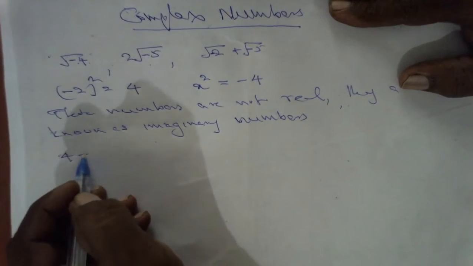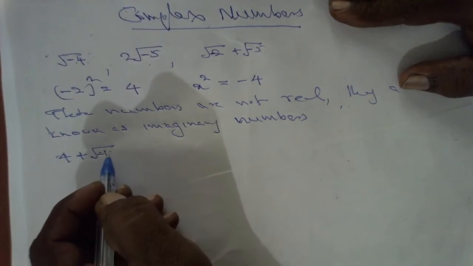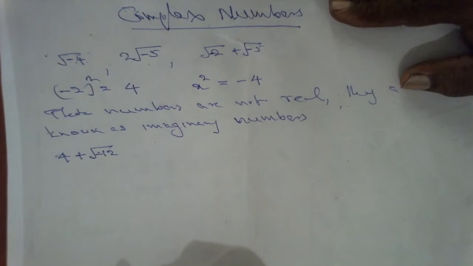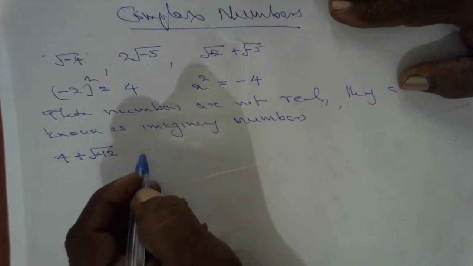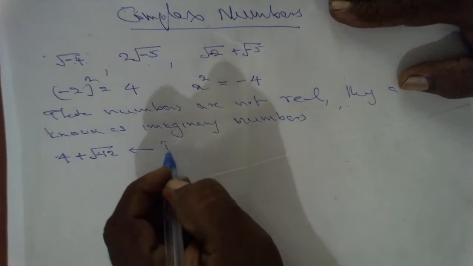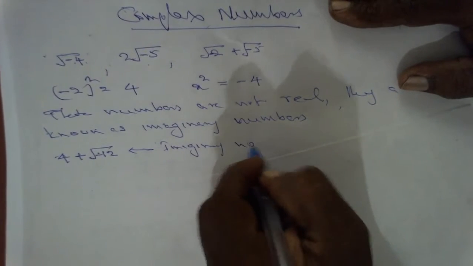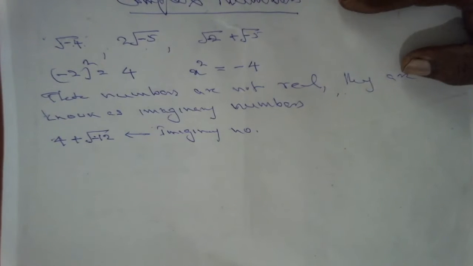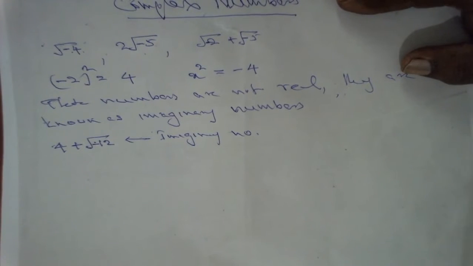Right? Now if you take 4 plus root minus 12, if you take this number, this is also an imaginary number. But how do you express this imaginary number in a formal way? In a formal manner, how do you express these numbers?